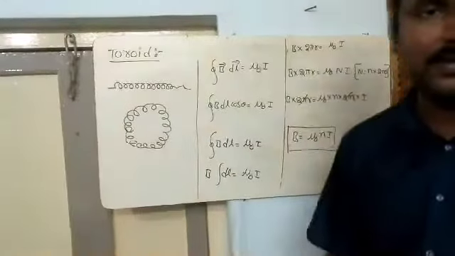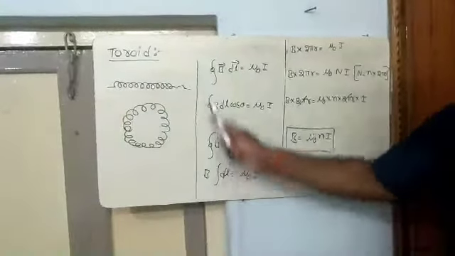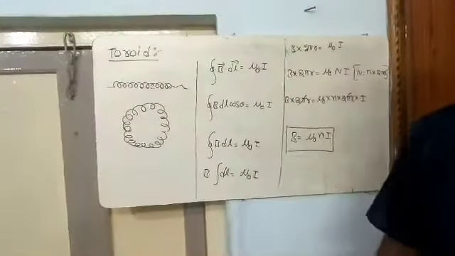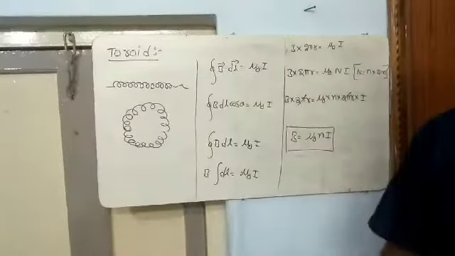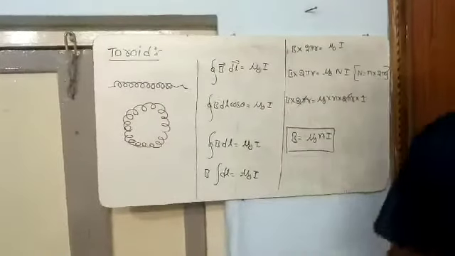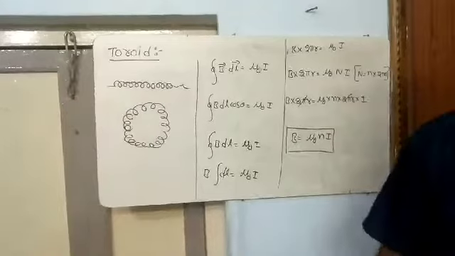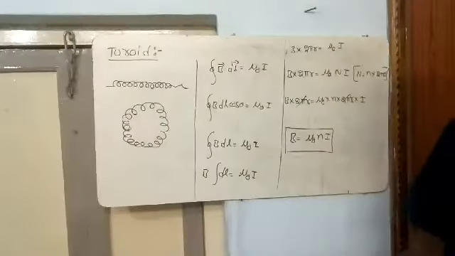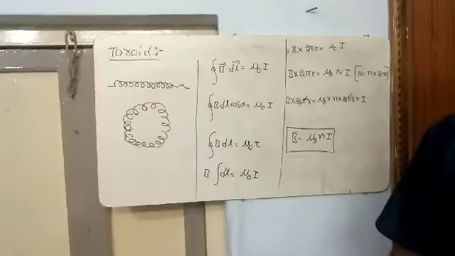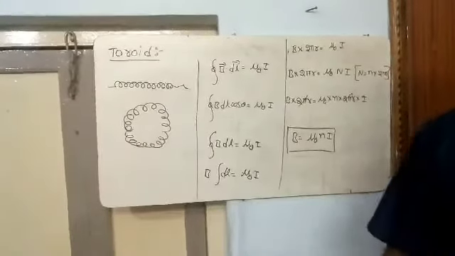So finally you see the results: for the solenoid and the toroid, both results are the same. B equals mu naught times nI. Here the small n stands for the number of turns per unit length, I is the current passing through the circuit, B is the magnetic field, and the solenoid equation is also the same.